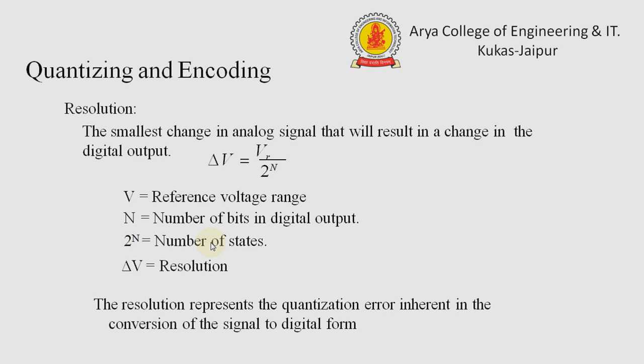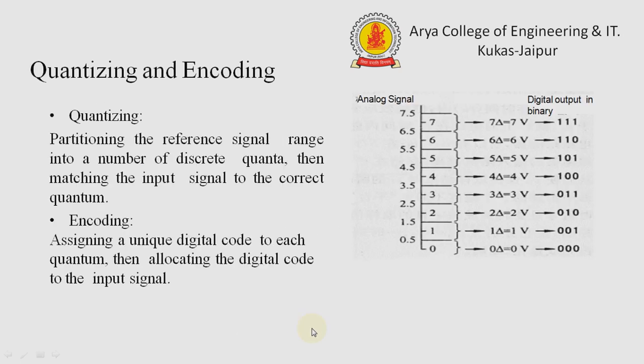So now the quantization and encoding. Here for quantizing there is a term known as resolution. The smallest change in analog signal that will result in a change in the digital output is known as resolution, and this resolution is shown by this formula: delta V equals VR by 2^N, where VR is the reference voltage range, N is the number of digital output bits, 2^N is the number of states, and delta V is the resolution. So the resolution represents the quantization error inherent in the conversion of signal to digital form.